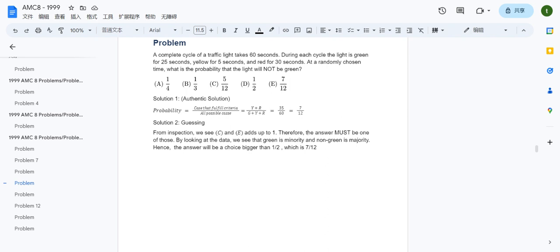Now let's look at solution 2, which is guessing. From inspection, we are able to see that C and E add up to 1. Therefore, the answer must be one of those. By looking at the data, we see that the green is the minority and the non-green is the majority. Hence, the answer is going to be bigger than 1/2, which is 7/12. Solution 2 is basically an educated guess. The primary reason for it is that it works. Like if you see the AMC problem, once two numbers in a probability question are complementary to each other, then the answer must be included in one of those.